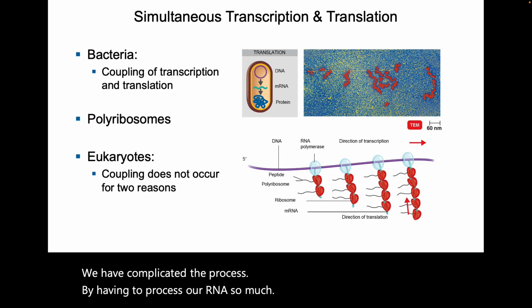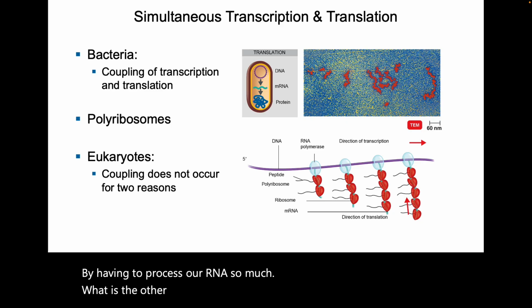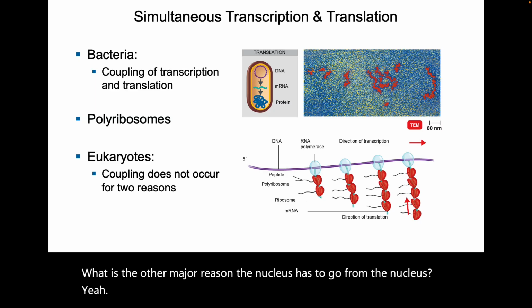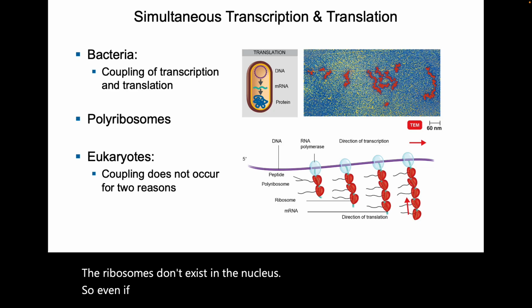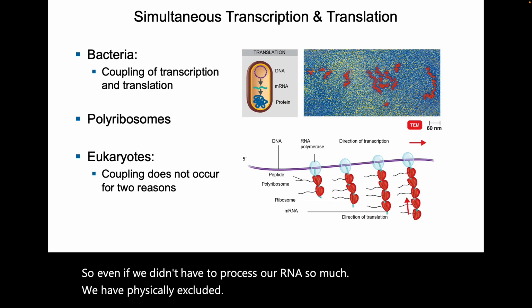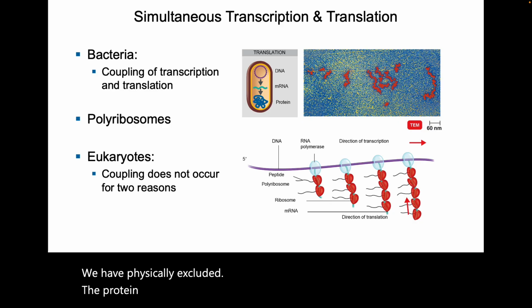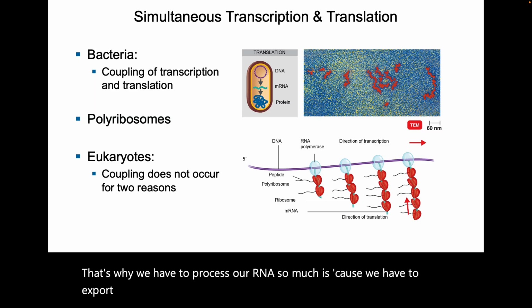What is the other major reason? The mRNA has to go from the nucleus to the cytoplasm. Ribosomes don't exist in the nucleus. So even if we didn't have to process our RNA so much, we have physically excluded the protein synthesis machinery from the transcript. And that's why we have to process our RNA so much, because we have to export it. So it has to be stable enough for us to export, get to the ribosome, and then do translation. If you ignore introns.